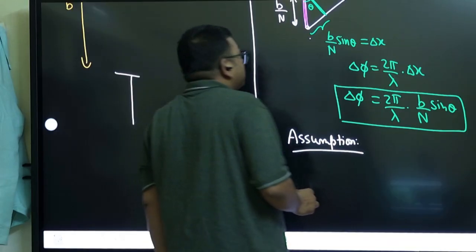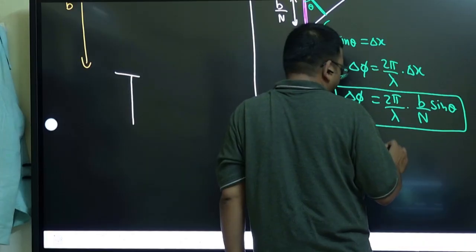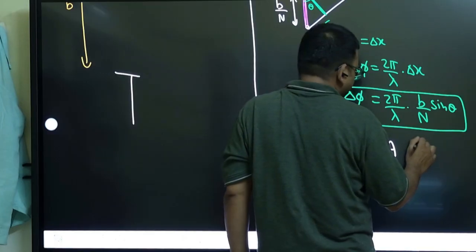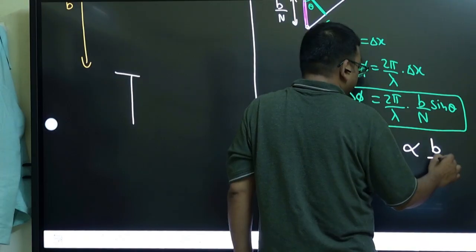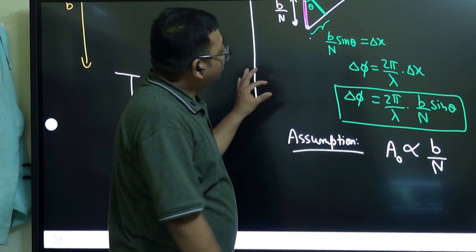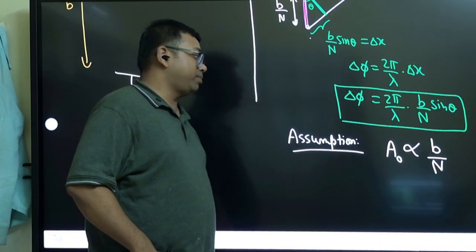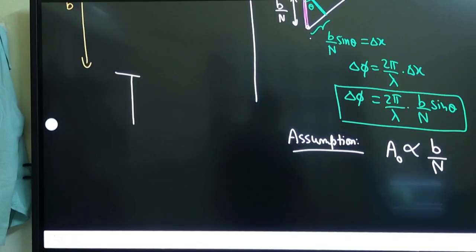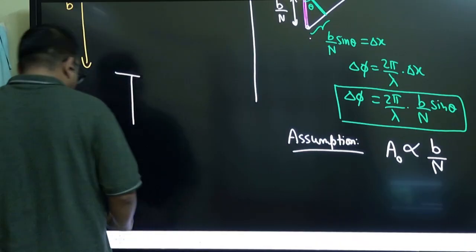The assumption is that each small slit gives a wave whose amplitude is proportional to the width of the slit. Here we are not taking intensity, we are taking amplitude. So each small slit is giving a wave whose amplitude is proportional to b by n. Each has equal amplitudes. So let us try to first add that.